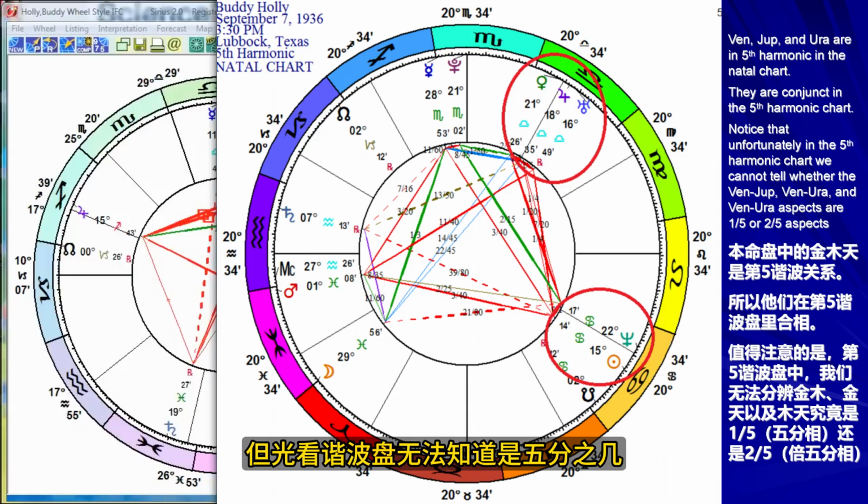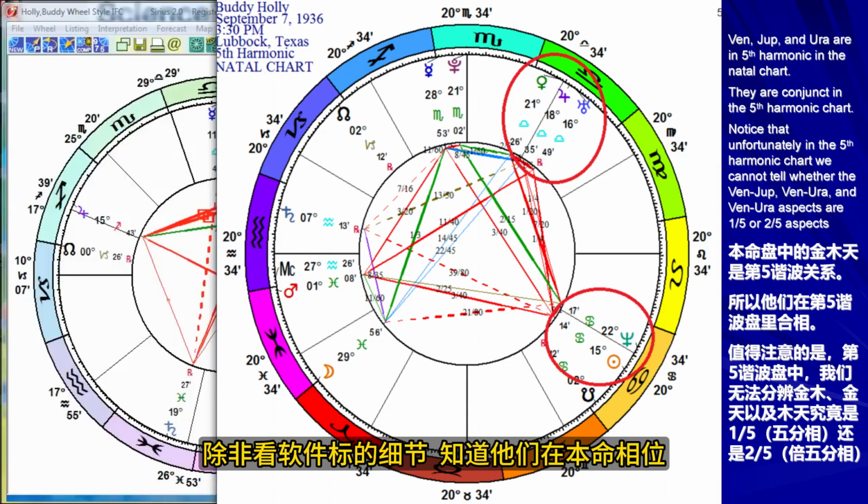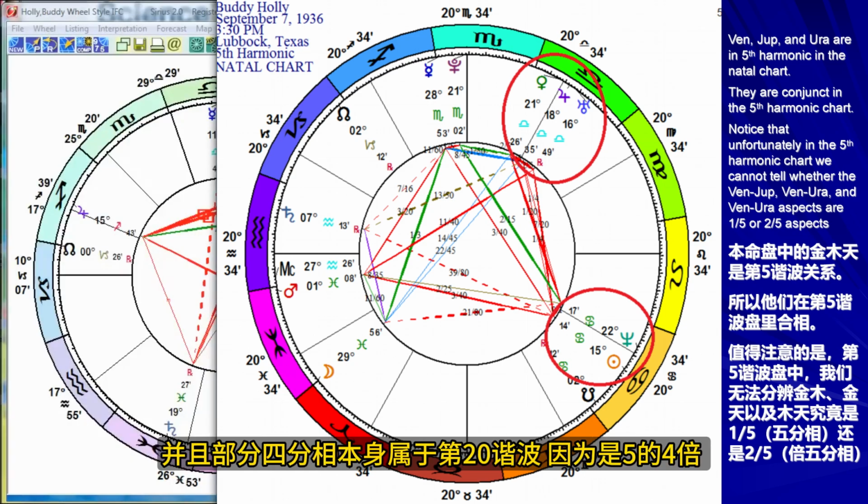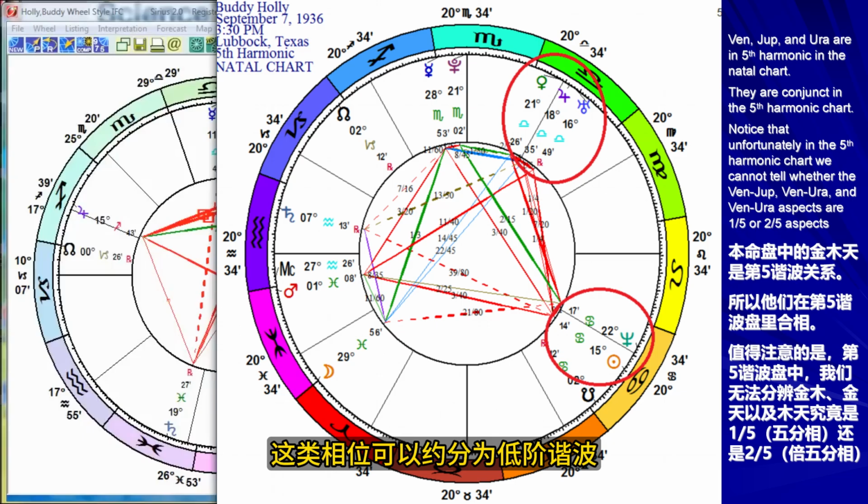But we don't know that by looking at the harmonic chart, unless we look carefully and the program tells us what the aspect is in the natal chart. So planets that are conjunct in the harmonic chart are either conjunct in the natal chart or they're in that harmonic. They have that number, we're in the fifth harmonic, in the denominator. Similarly with other aspects, the squares tell us how the person wants to achieve things with their play. And they're either really 5 times 4 aspects, 20th, or some of them reduced to lower harmonics.